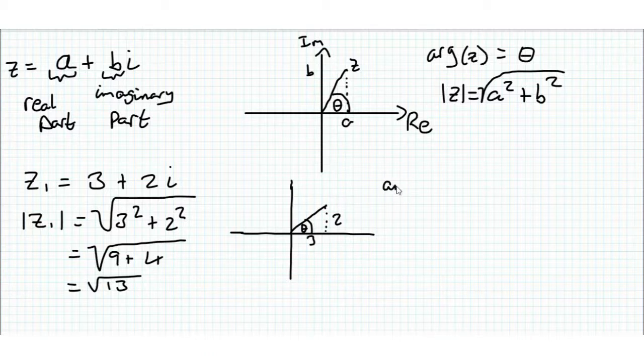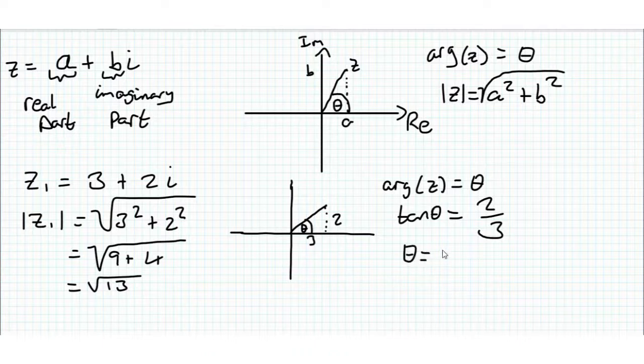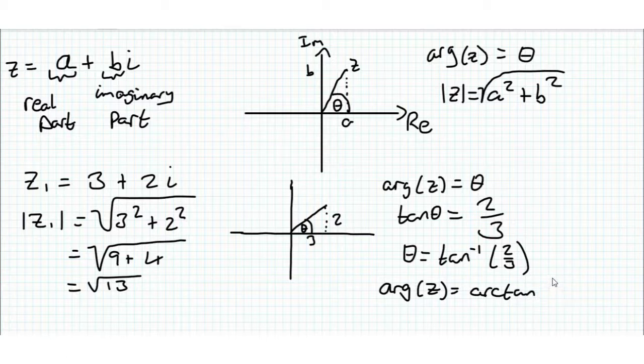So arg z is equal to theta, which is equal to, well, what we know is tan theta is equal to opposite over adjacent. It's equal to 2/3. Okay, so theta is equal to the inverse of tan of 2/3. Okay, so that's our argument. We can write this another way: arg z is equal to arctan of 2/3.